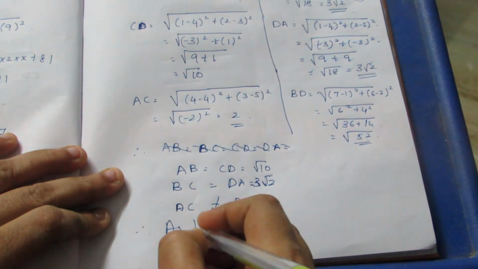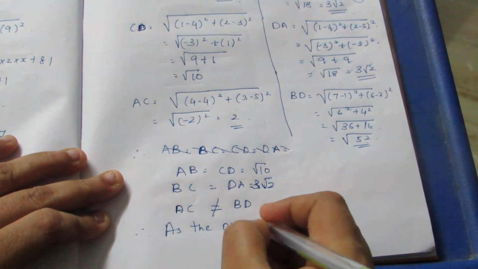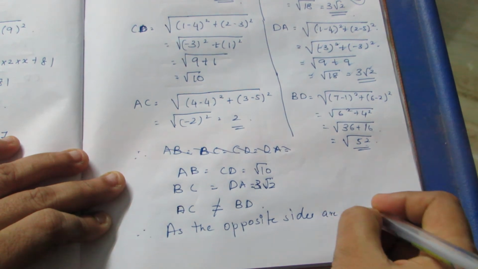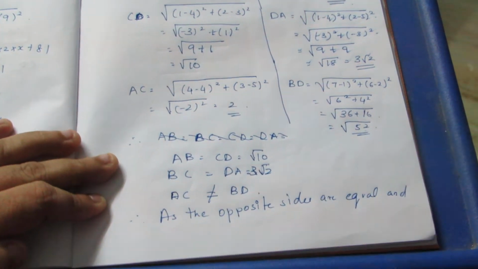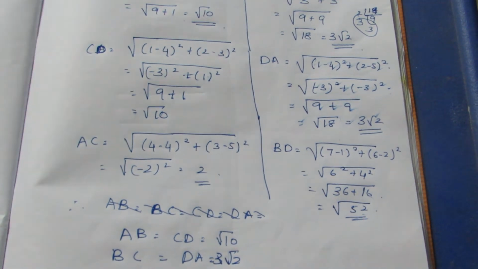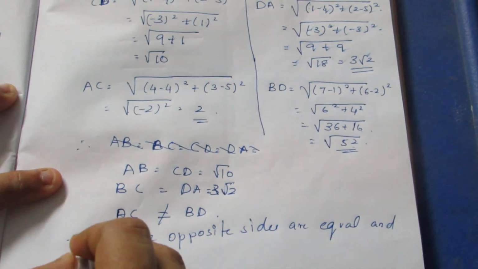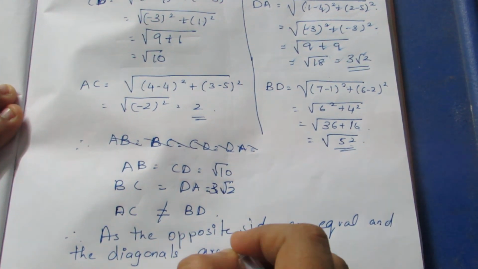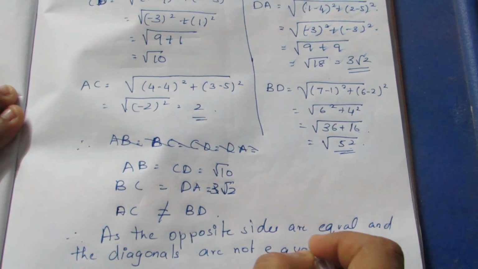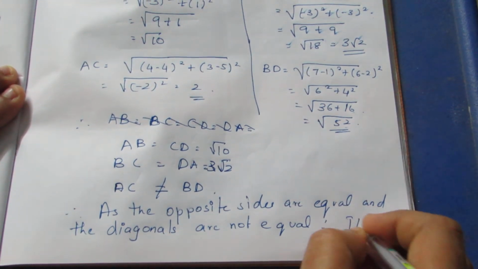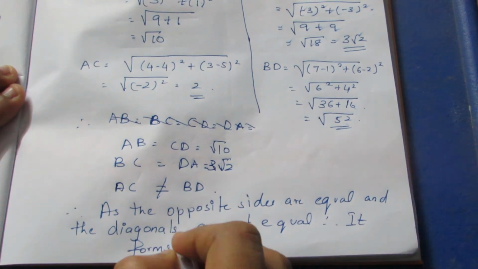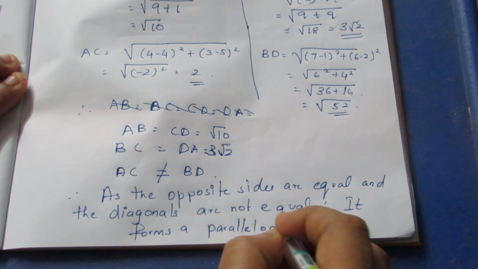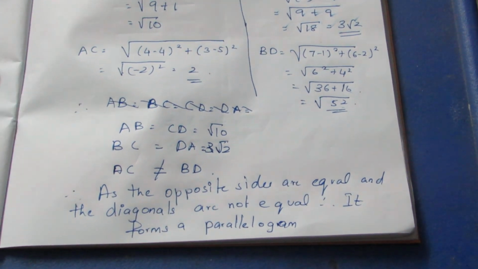Therefore, as the opposite sides are equal and the diagonals are not equal, it forms a parallelogram. Because the diagonals are not equal, it does not form a rectangle, so it forms a parallelogram.